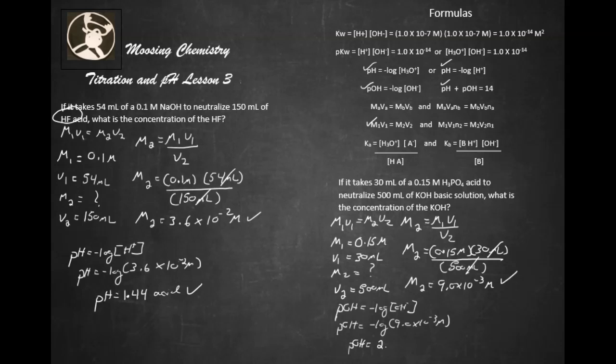So my pOH is going to give me 2.0, but that's not my actual pH, that's the pOH. So then we'll go pH plus pOH equals 14, right? So pH plus 2.0 equals 14. pH equals 12. Check that out. That's a strong base, and KOH is a strong base solution.